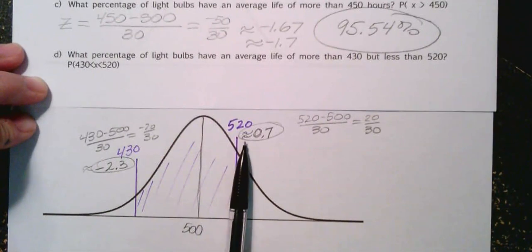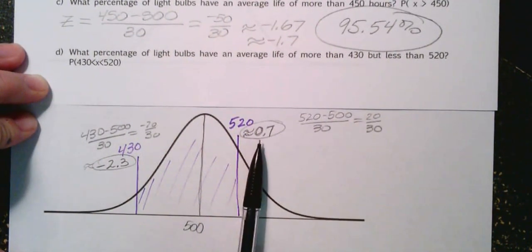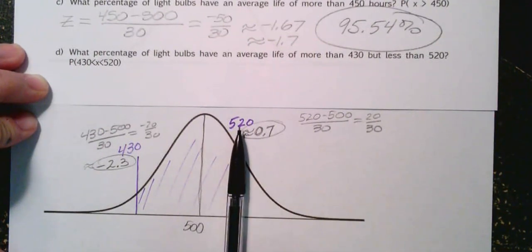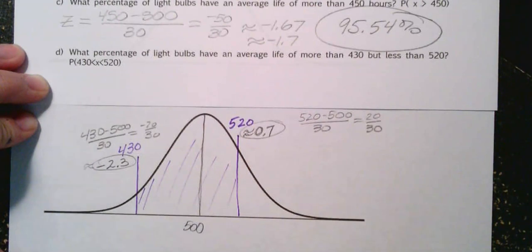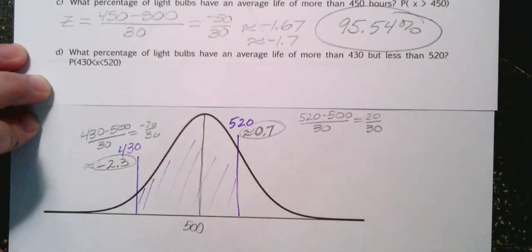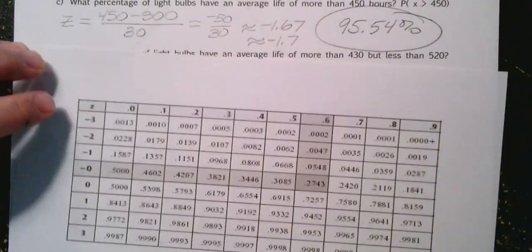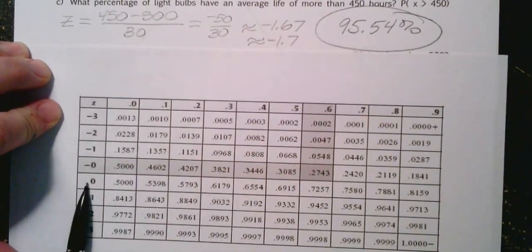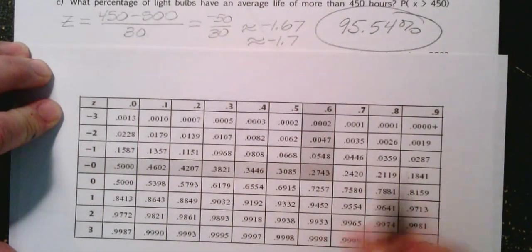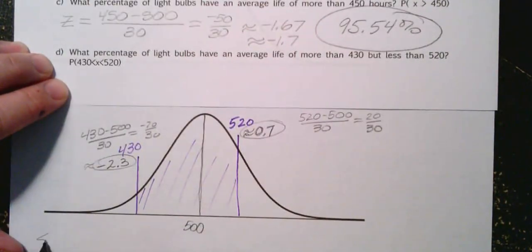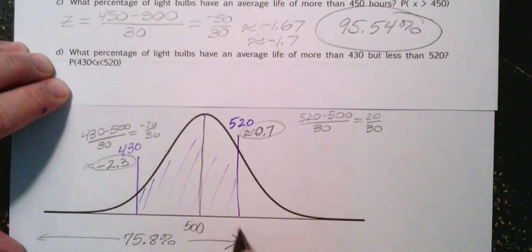Now, I'm going to start with the one that is farthest to the right and say if I can go to the z-score table and find the answer for this one, that'll be everything to the left of here. That's cool. So let's go to the table and look at 0.7. I'm going to use this table. 0.7. Right here, that tells me that 75.8% of my data is to the left. So this whole thing is 75.8% from there down.